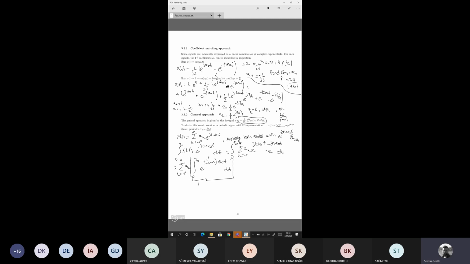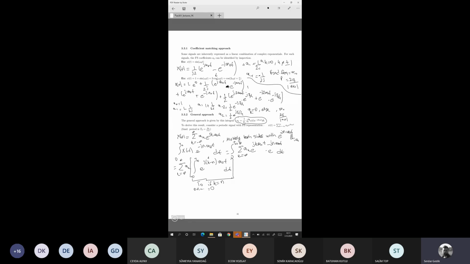So the result is simply t0 if k equals n. If k equals n, I have e to the power 0, which is equal to 1, and the integral from 0 to t0 of 1 dt is simply t0. So if k equals n, this integration is t0. Otherwise, it's equal to 0. Why is this so?